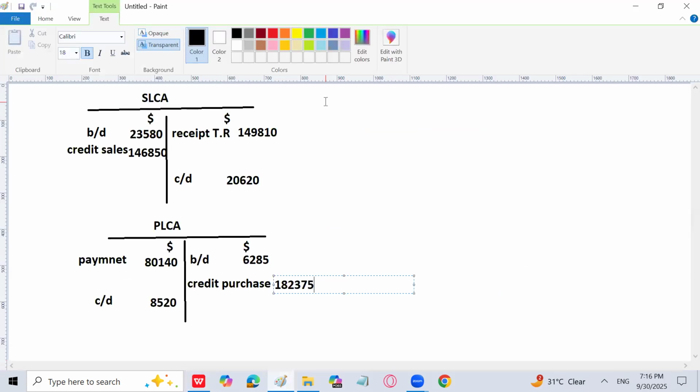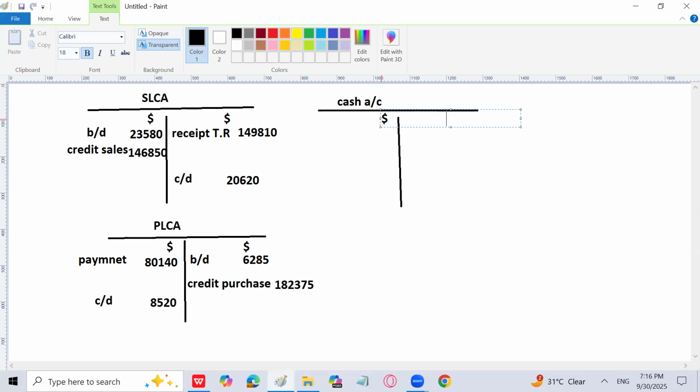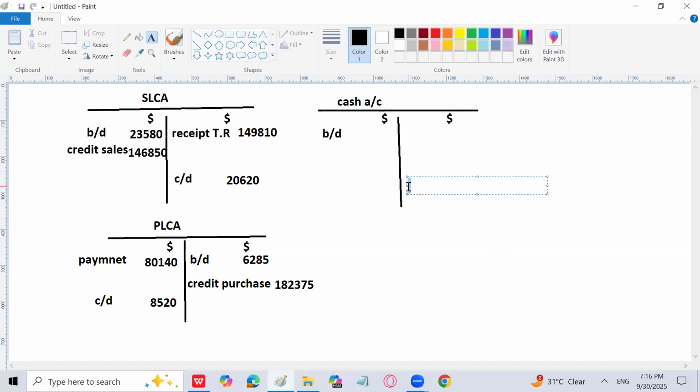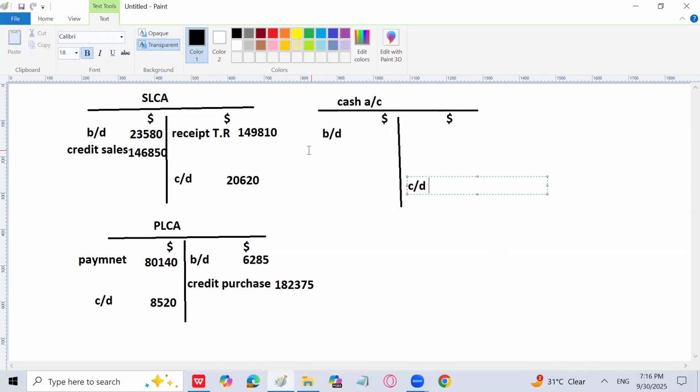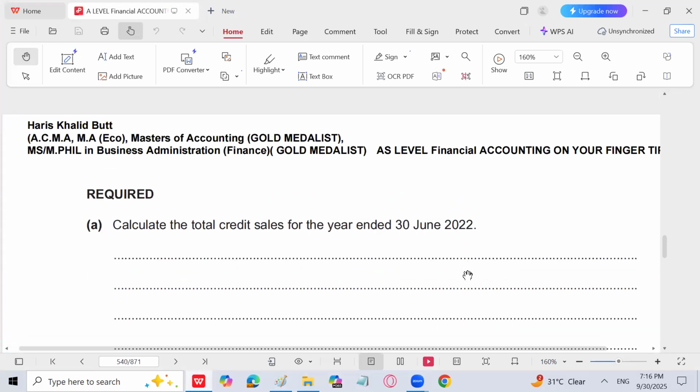Now I'm going to prepare the cash account. So let's prepare the cash account to find the missing expense, whatever they have asked us to go for. So I will write the $ sign here. So brought down of cash is given. If not given, we can still prepare the cash account. But in this question, brought down and carry down of cash is given. And obviously cash sales is also given. So I can write that also. On the debit side, cash debit, and sales is going to be credit.